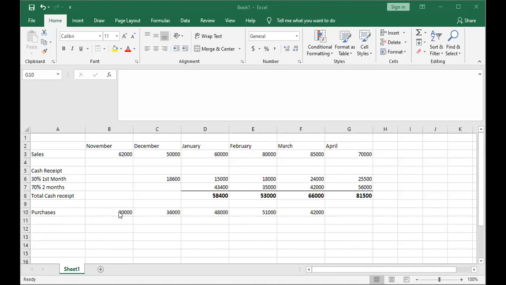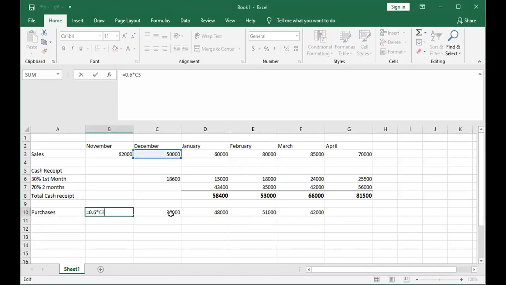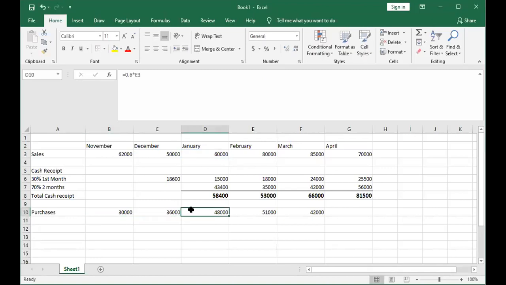Okay, so for purchases, if you can see, this is the December, this comes from January, and this comes from February. The question tells you that the payment of these purchases will happen in the following month. And now you start with the disbursement.